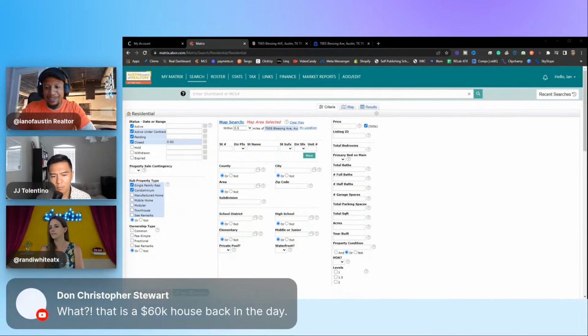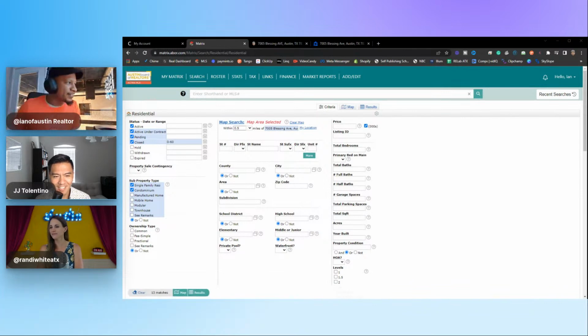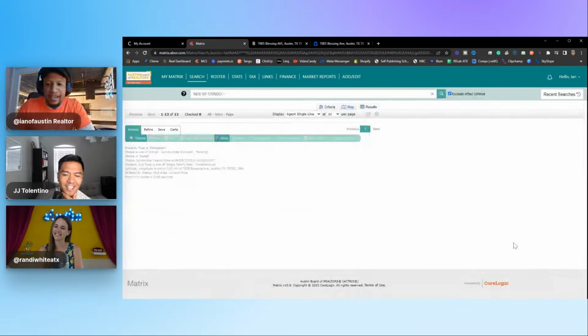Okay, so Don Stewart says, that's a $60,000 house back in the day. Yeah, you know what? Interest rates were 18% back in the day. What's your point? It all changes. It's still right? Credit scores mattered back in the day.